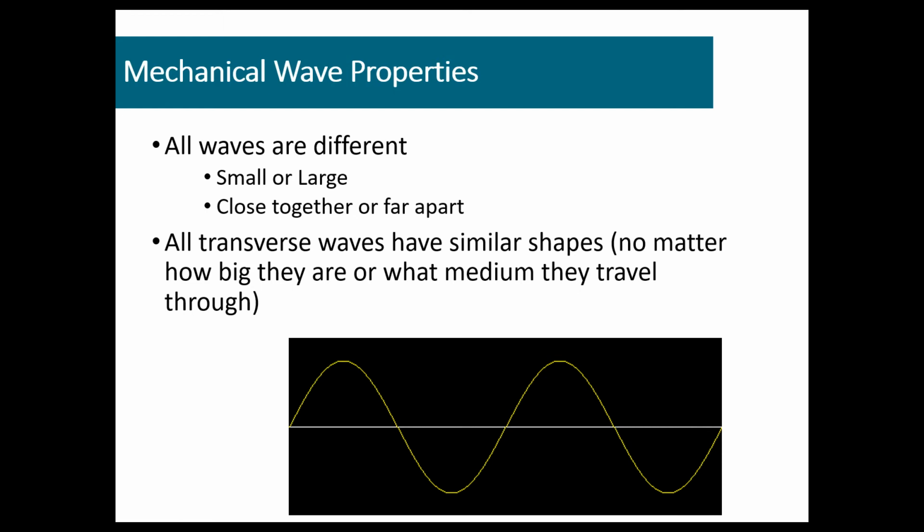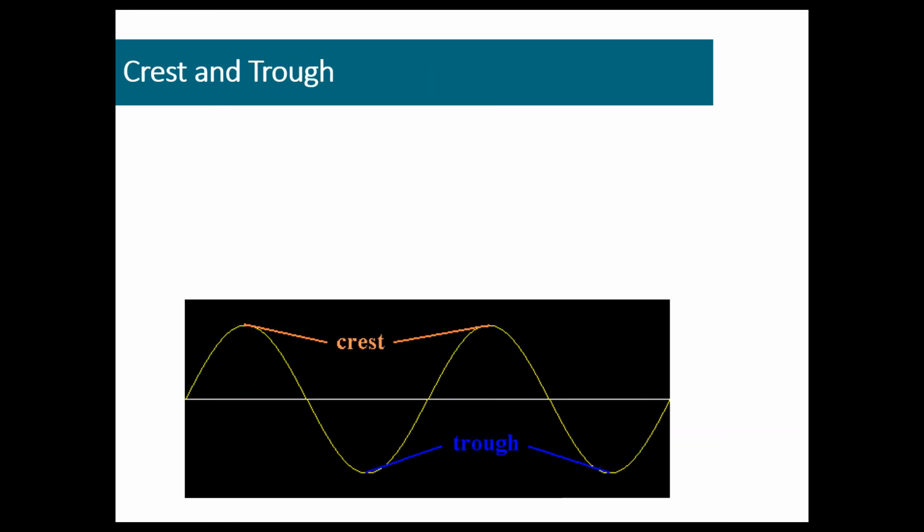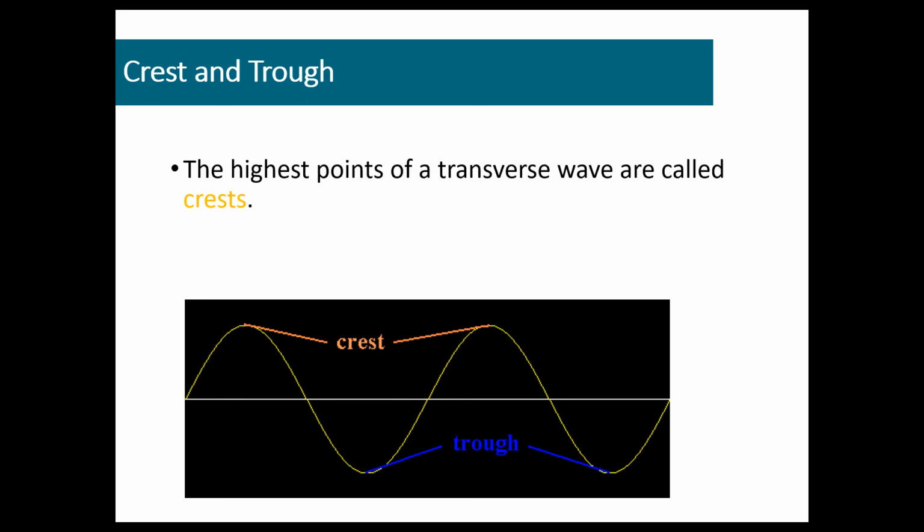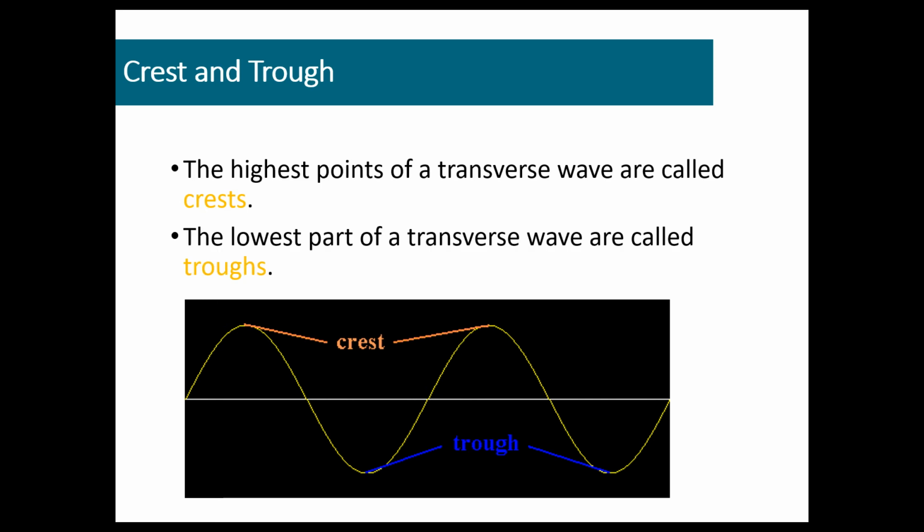But all transverse waves have similar shapes. So we've seen this already. All transverse waves have that up and down shape, no matter how big or small they are, no matter how short or long their wavelength is. So the very highest point of a transverse wave is known as the crest. The very lowest point is known as the trough.